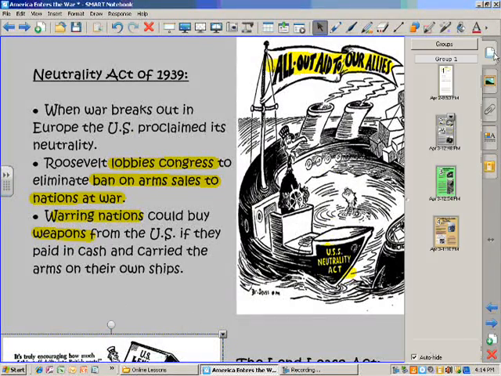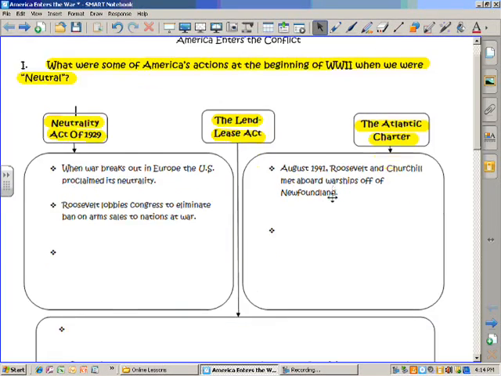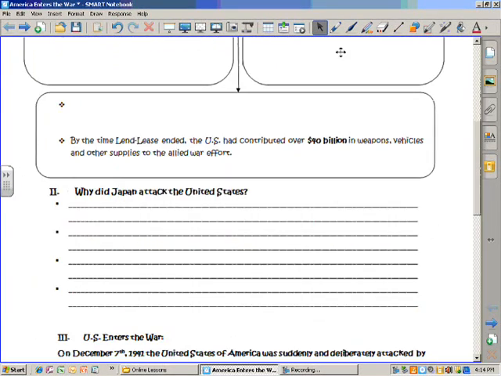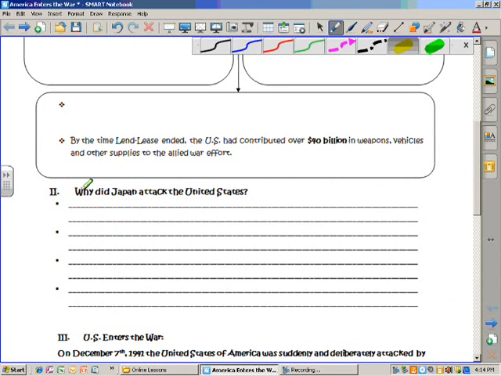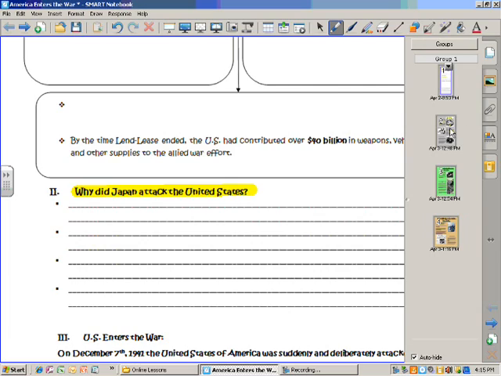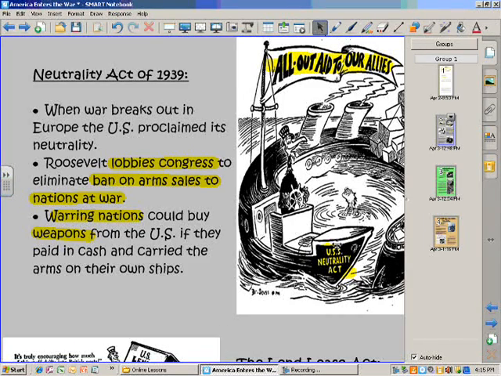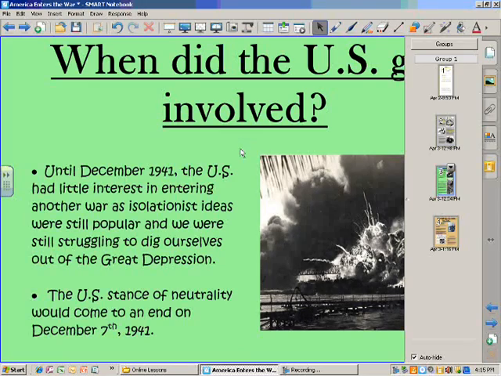They're upset that the U.S. is doing this and getting involved. So let's scroll down a little bit. The next thing we're going to look at is, why did Japan attack the United States? So that's an interesting thing. Some of you may be wondering, well, Japan attacked the United States? Why? So let's go ahead and move here.